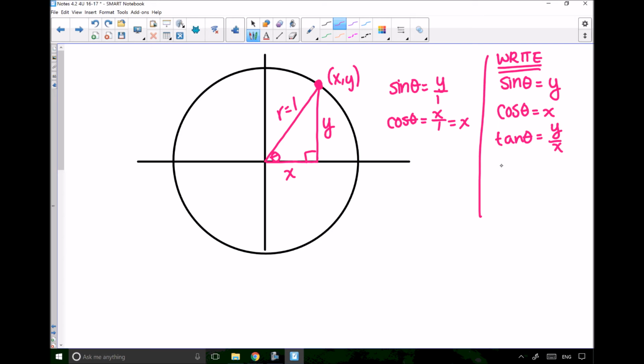Okay? To find the secant, let's do cosecant first. I'm going to do the opposite of sine. So instead of y right here, I'm going to say it's 1 over y. Secant is going to be the opposite of cosine. So I'm going to do the inverse of x, so it's going to be 1 over x. And then cotangent is going to be the opposite of y over x, so I'm just going to say x over y. Okay, and this right here is going to be really important for us to be able to move on to the next piece.